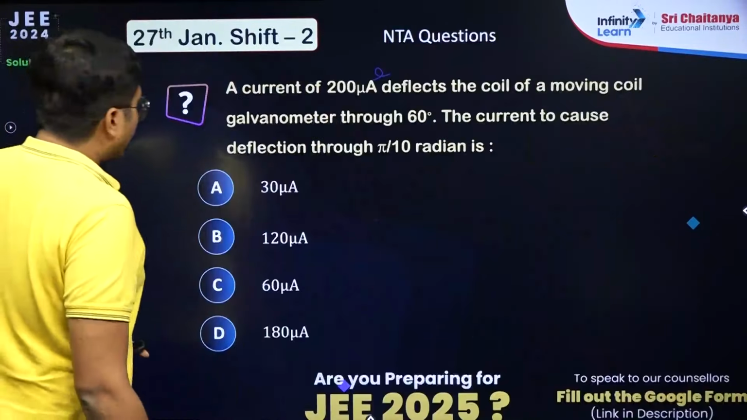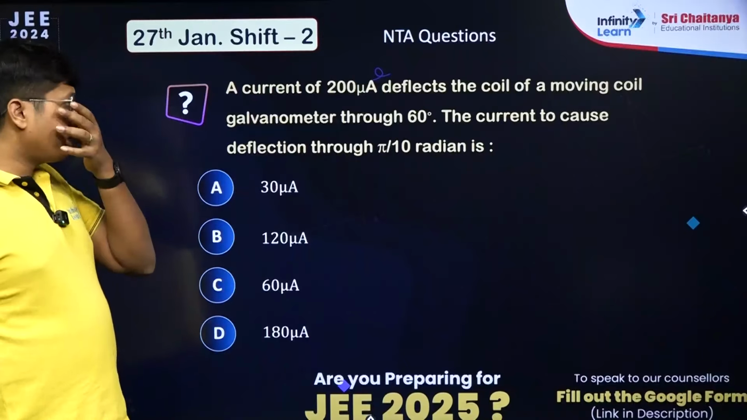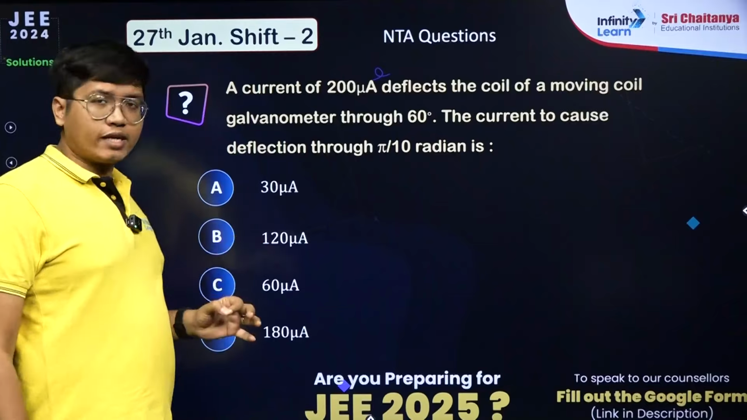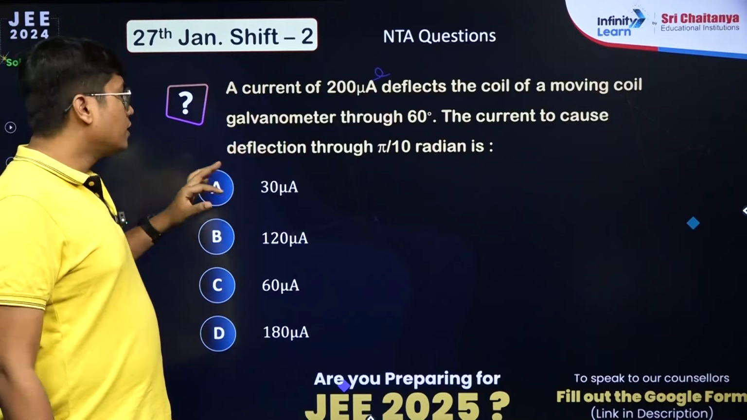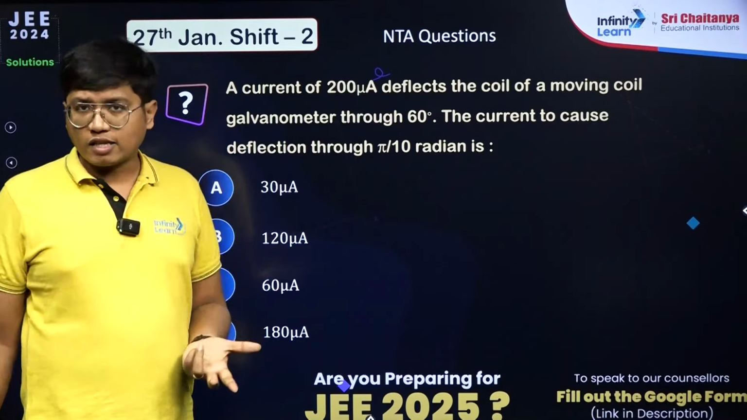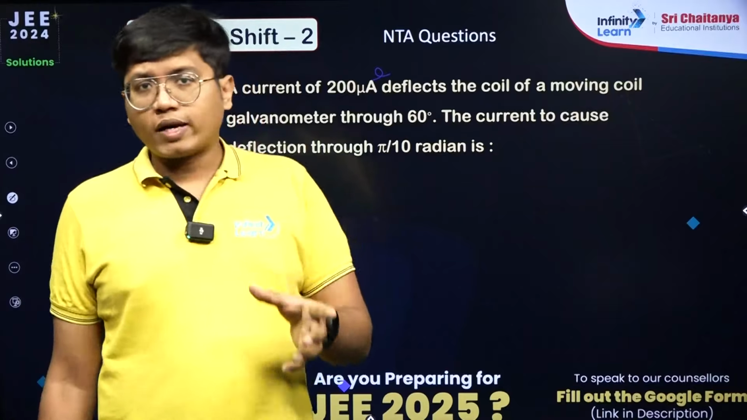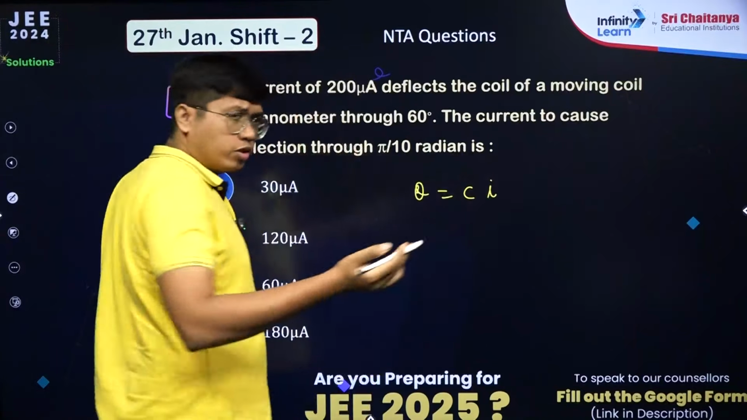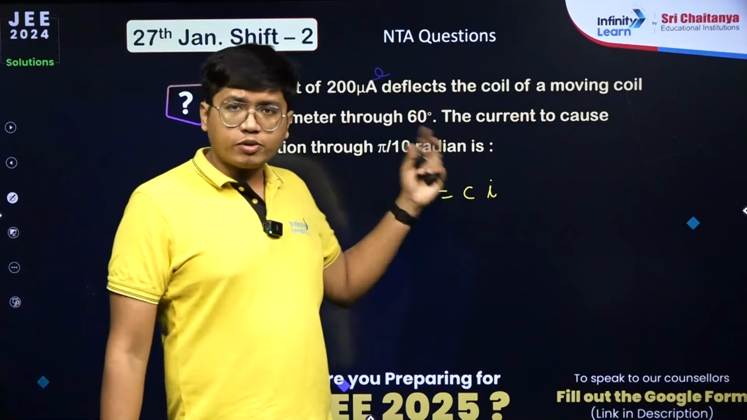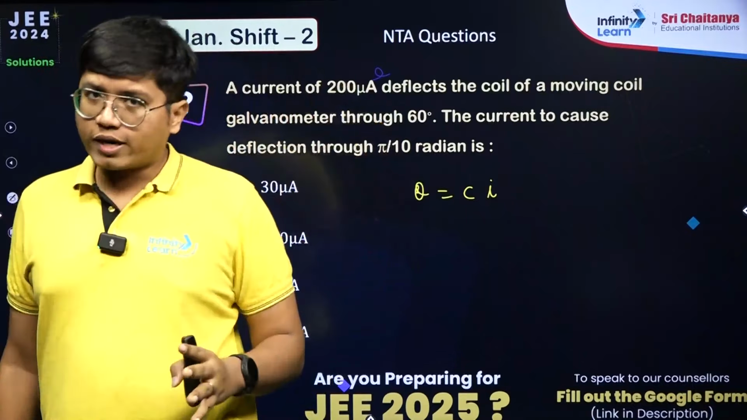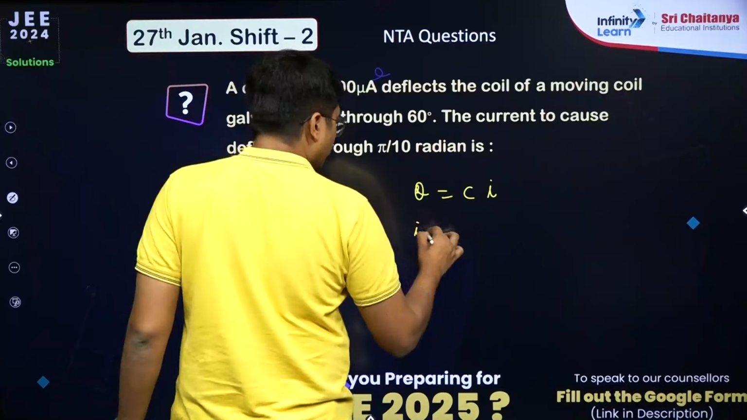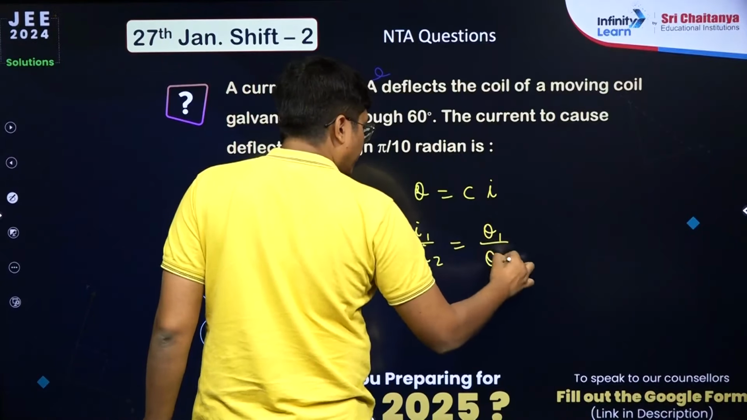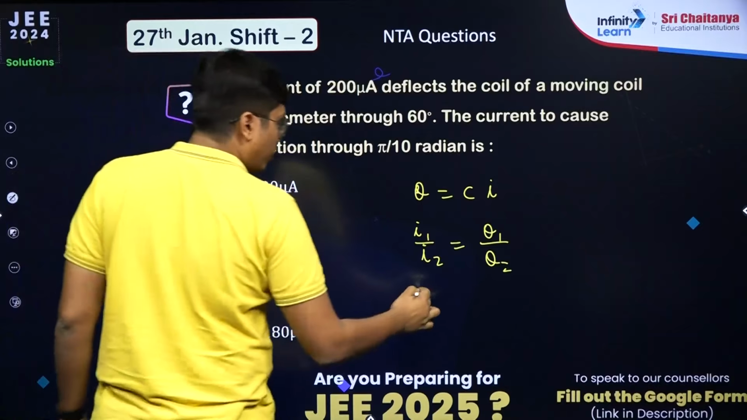Fine. Next question says a current of 200 microampere deflects the coil of a moving coil galvanometer through 60 degrees. The current to cause a deflection through pi by 10 radians is how much? Now we know in a moving coil galvanometer, theta is equal to C into I, or I is equal to C theta, which essentially tells you that the angle of deflection is proportional to the current. That makes I1 by I2 equal to theta 1 by theta 2. The current in the beginning case is 200 microampere.